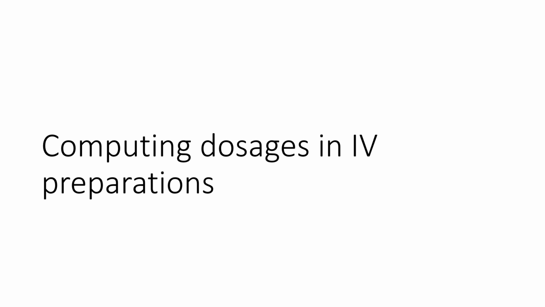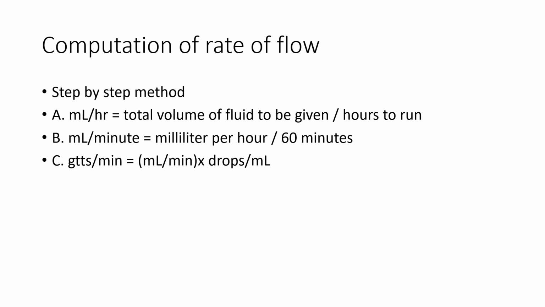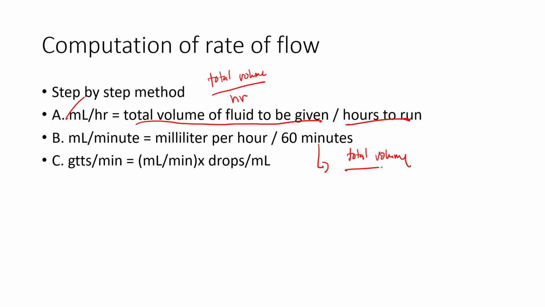Now, to compute the different dosages in IV preparations, you will be using different units. First unit we have is our ml per hour. ml per hour is obtained by the total volume over hours to run. Next, you have your ml per minute. ml per minute is the total volume again over total minutes.